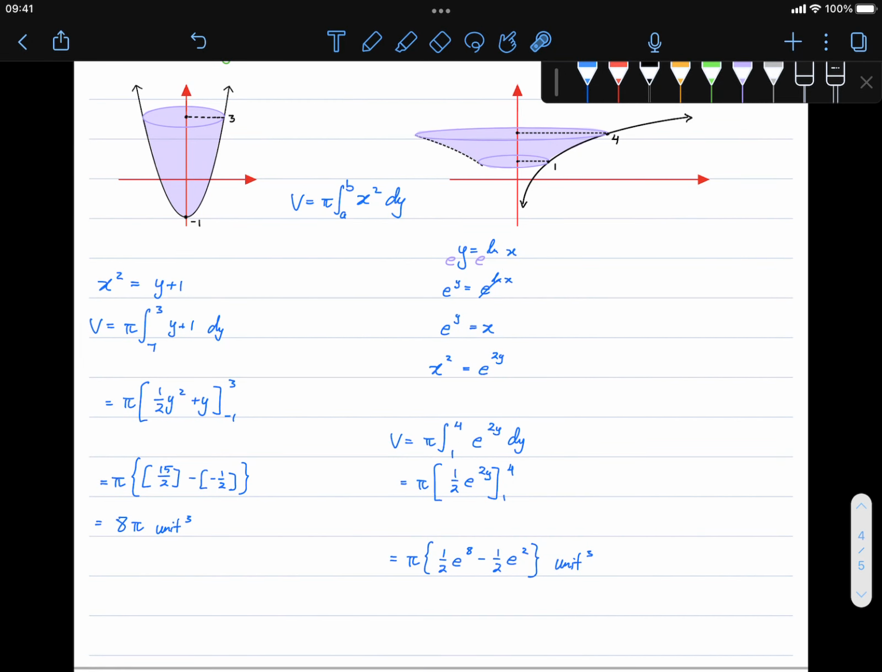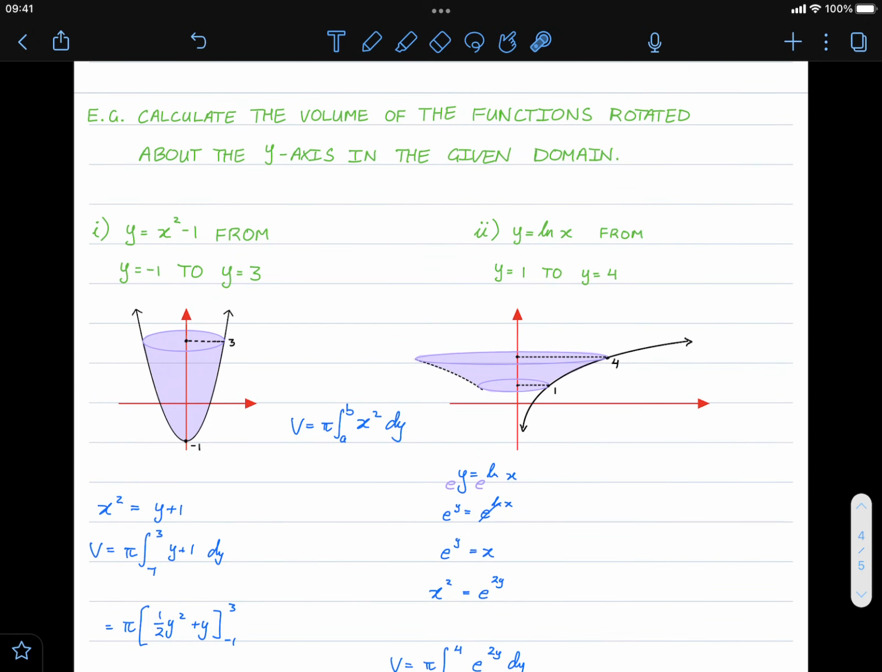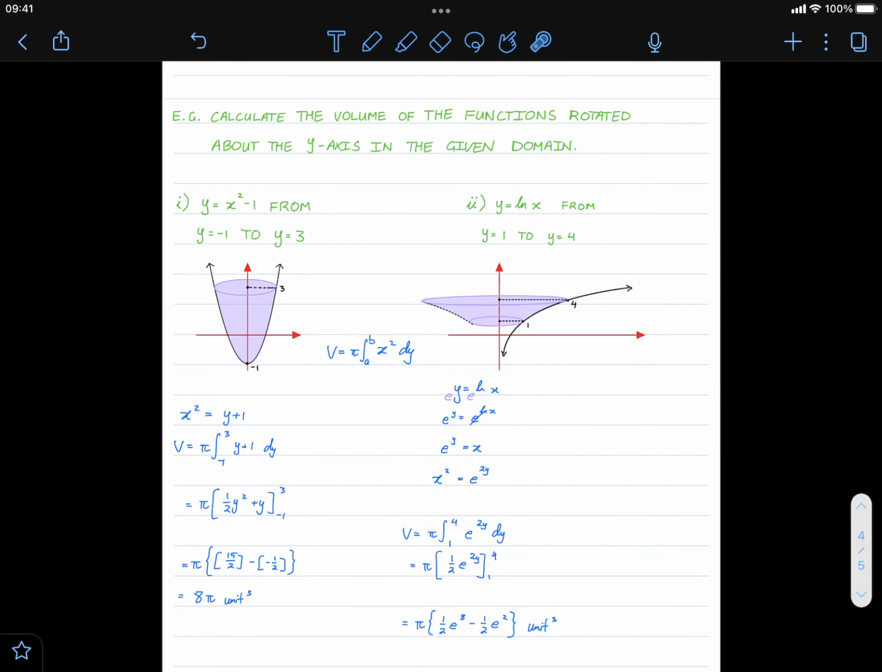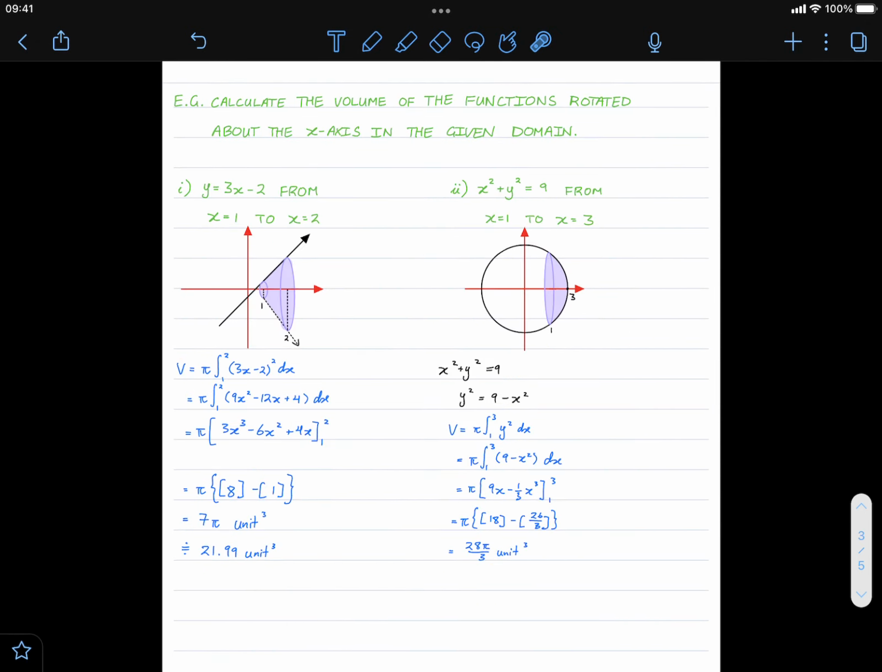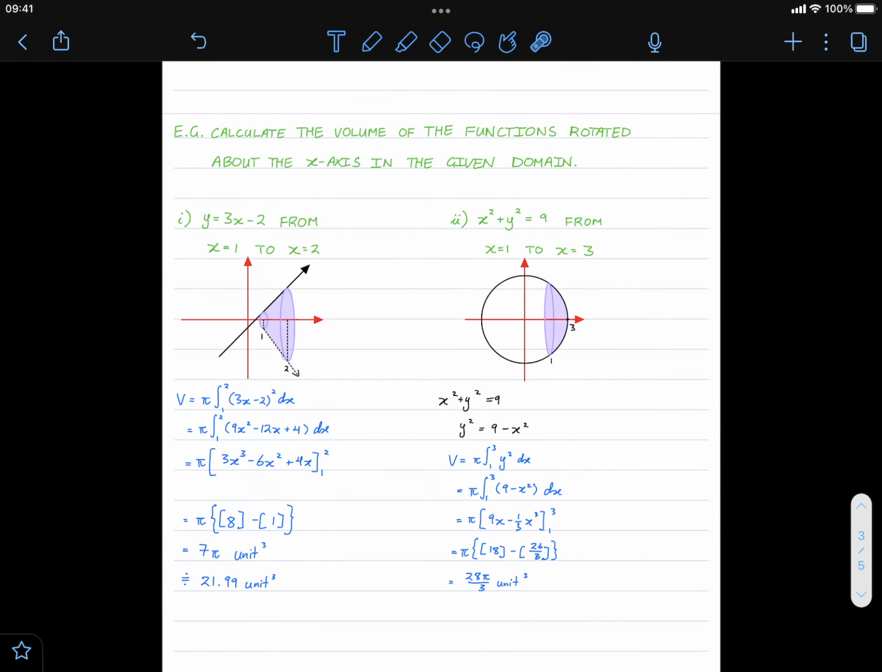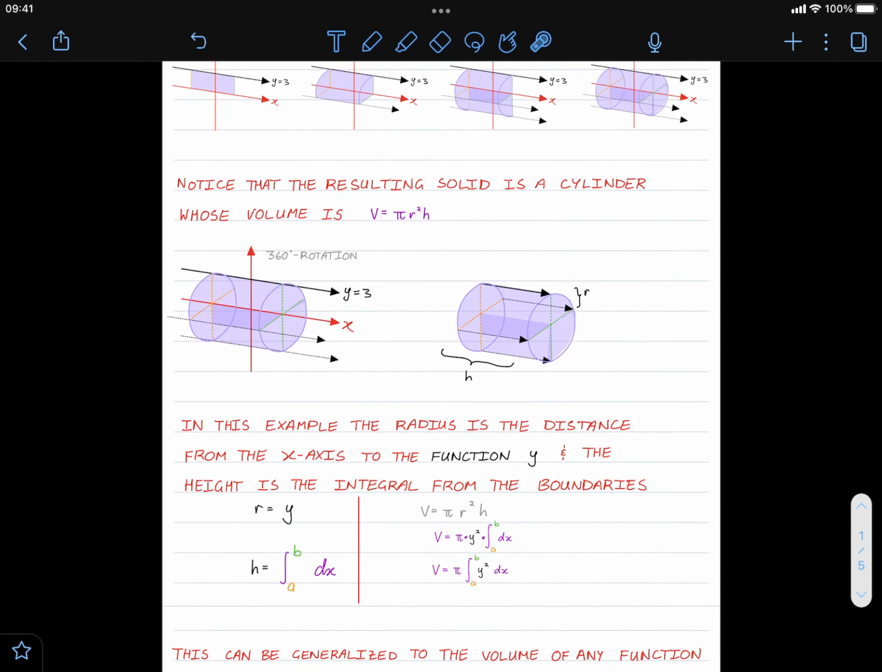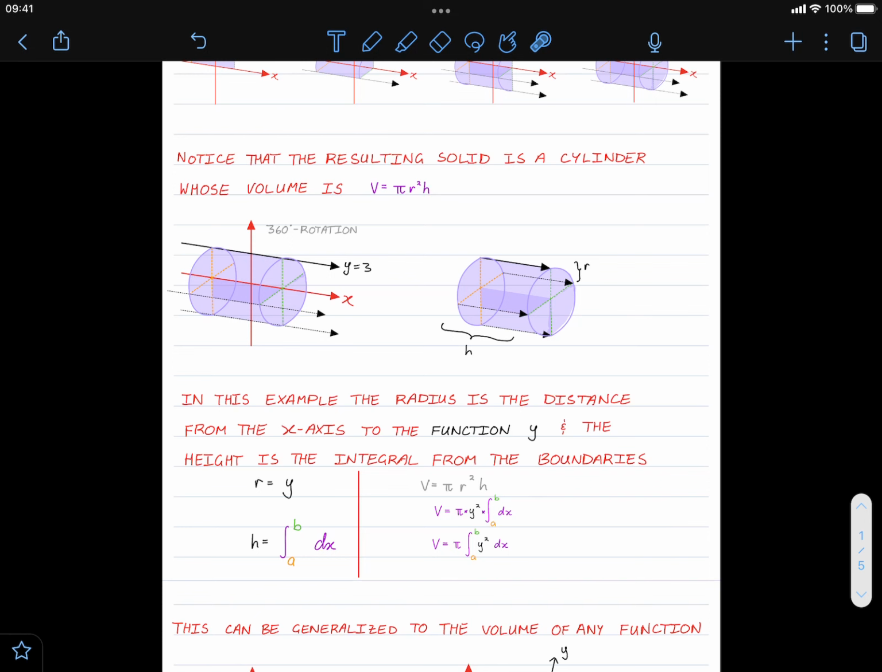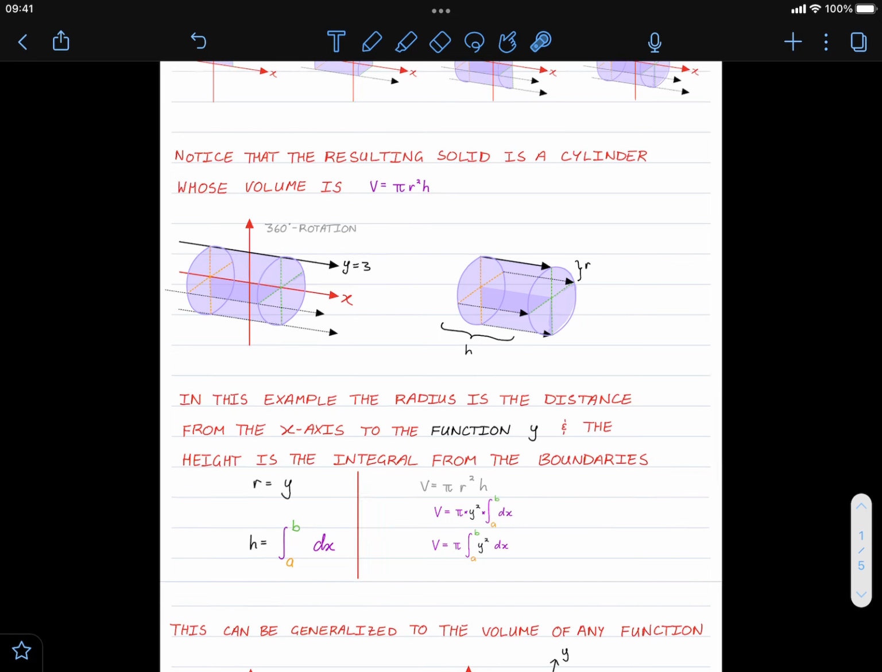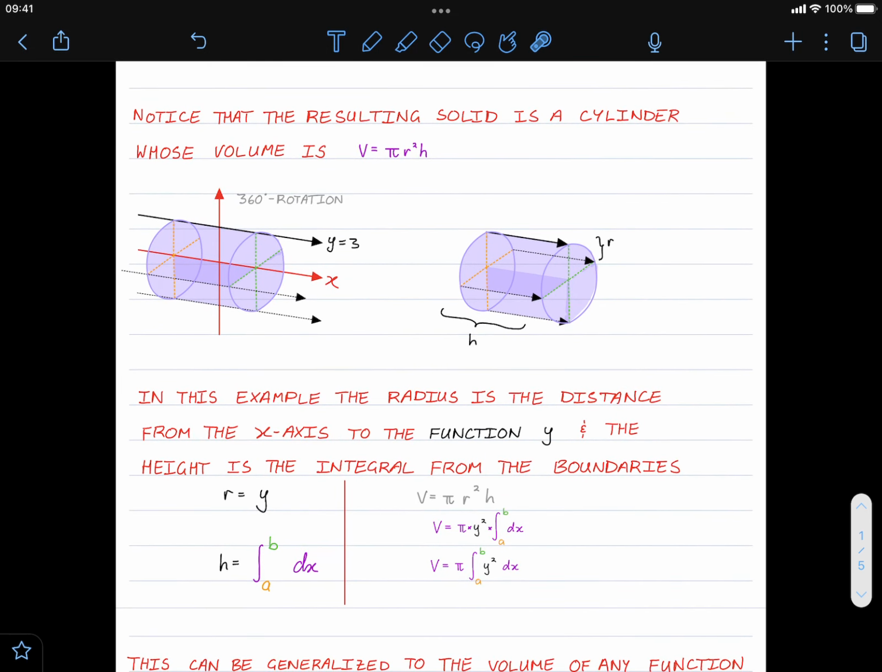And yeah, I hope that gave you an insight into how we find the volume of solids against the y-axis or even against the x-axis. So I hope that gave you an insight into volumes of solids using integration. Hope to see you in the next video, and best of luck.